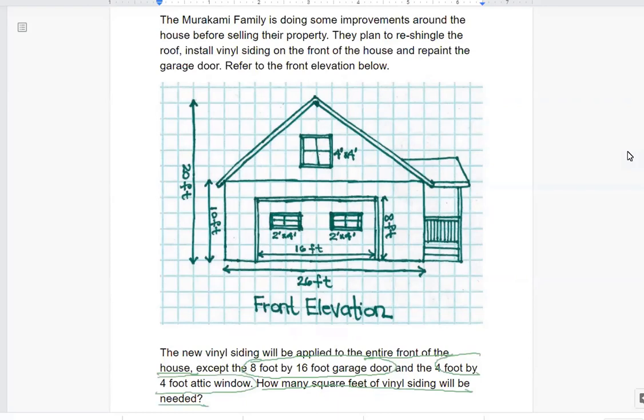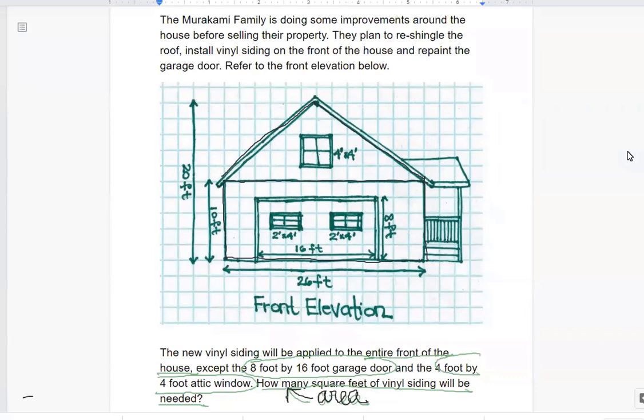So a couple things I want to point out. First of all, we're looking at how many square feet. That's a really big clue that even if we weren't working on an area worksheet per se, we are looking for the area of the front of this house. Now let's look at the front of this house. It's definitely a composite shape. You can see that the front of the house is composed of two big shapes. We have a triangle and we have a rectangle. Basically, that's the basic idea here.